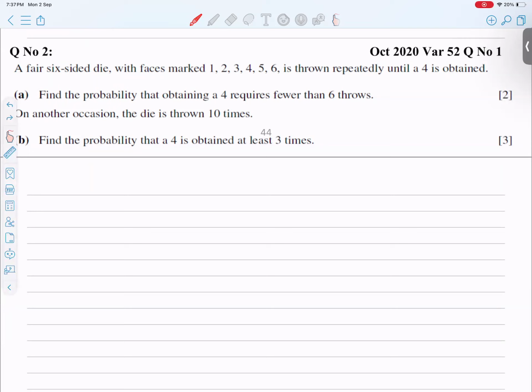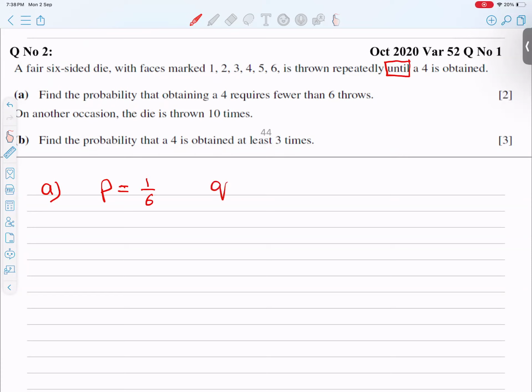And again, this question is a combination of binomial and geometrical probability. So what the question is: a fair six-sided die with faces 1, 2, 3, 4, 5, 6 is thrown repeatedly until a 4 is obtained. This word "until" often helps us understand this is a question of geometrical probability. And what is the chance of a 4 on a die? It is 1 out of 6, because there are 6 numbers but only one 4. So that is why p is 1 out of 6.